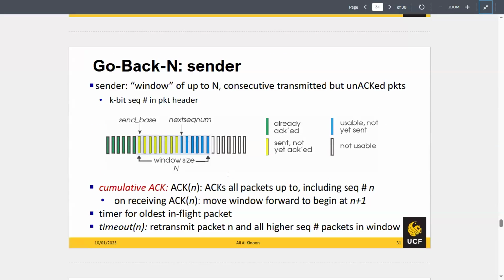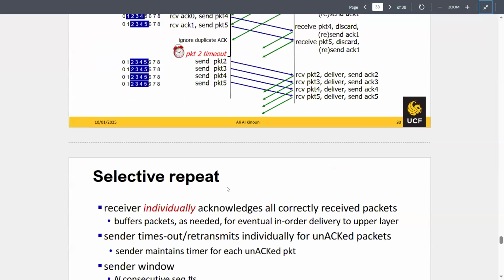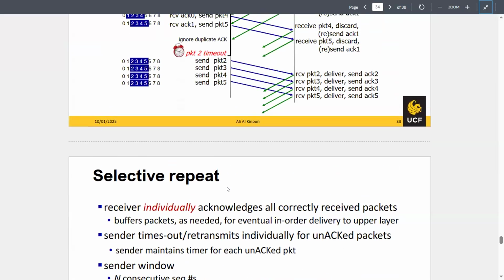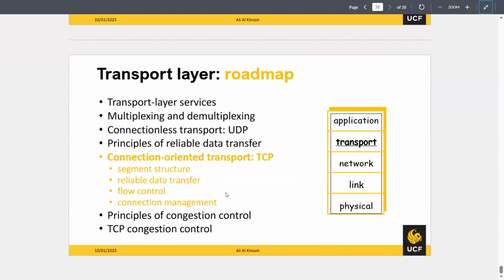And I think we covered go-back-N as a technique, but I'm going to recover it and then we're going to keep going to the next mechanism, which is selective repeat. We'll talk about the difference, then we will dive into TCP. So that is the plan.